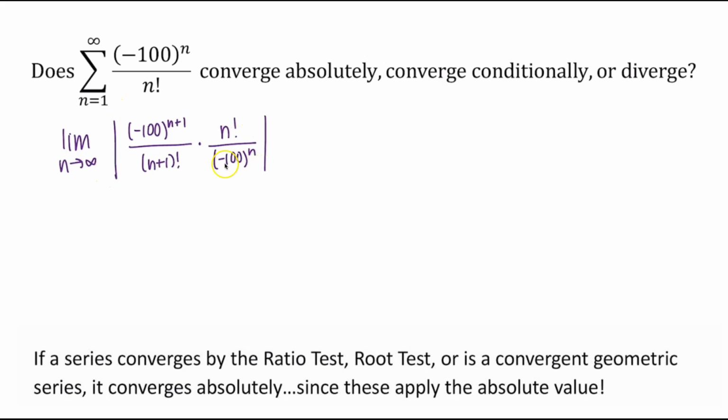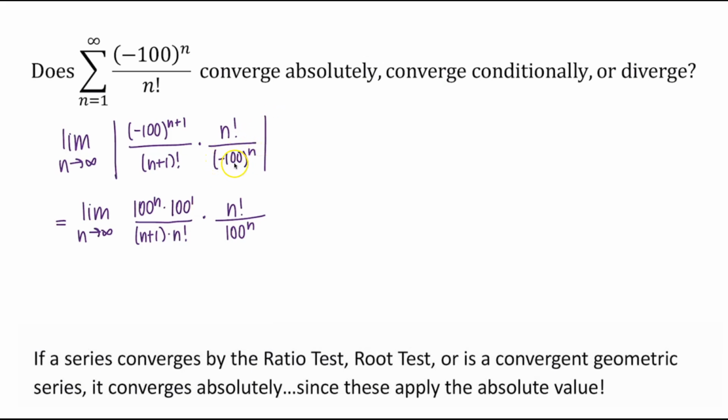So these absolute value bars here are going to allow us to ignore the negatives. So we're going to say the limit as n approaches infinity, and then we're going to have 100 to the n times 100 to the 1. So this negative 1 to the n plus 1, I'm ignoring because of the absolute value bars. And then n plus 1 factorial, I'm going to write that as n plus 1 times n factorial. So I'm going to leave out that n plus 1 piece, and then what's left is n factorial, because it's going to cancel in a second with the n factorial up here. And then we have just 100 to the n.